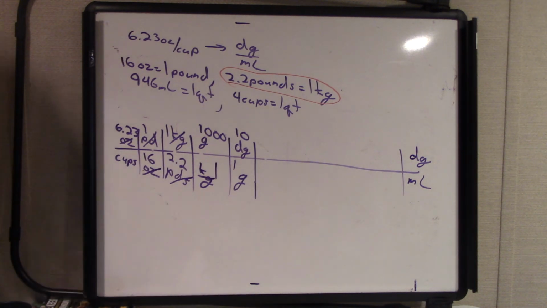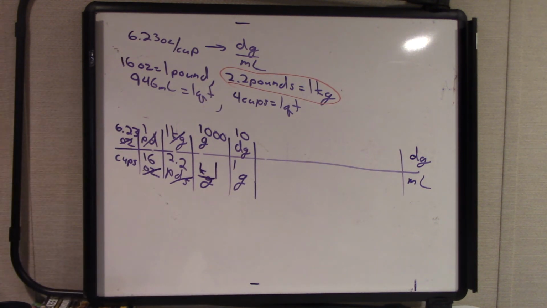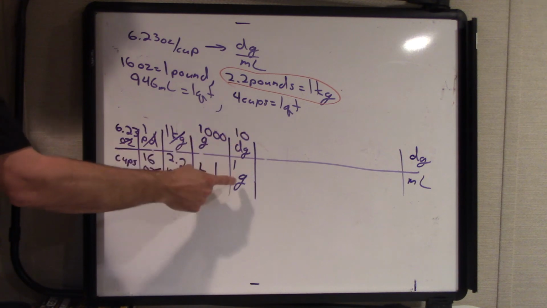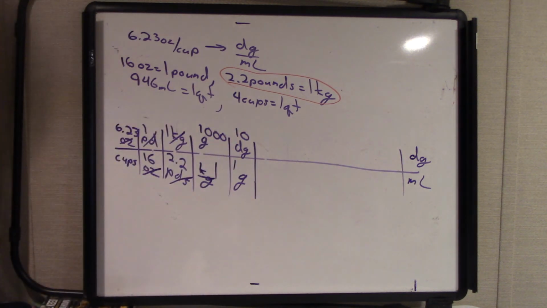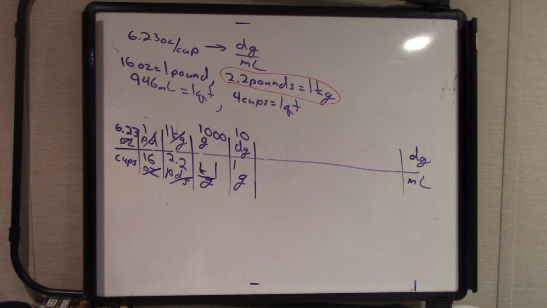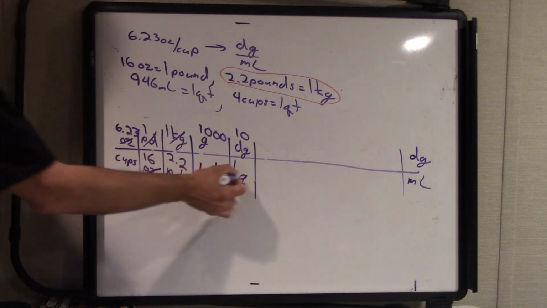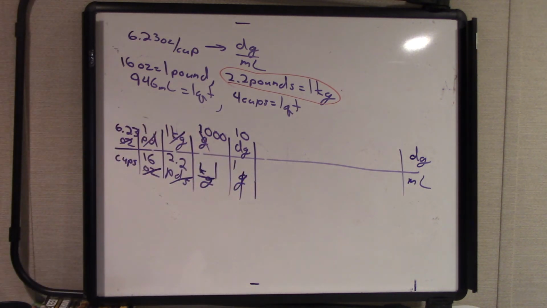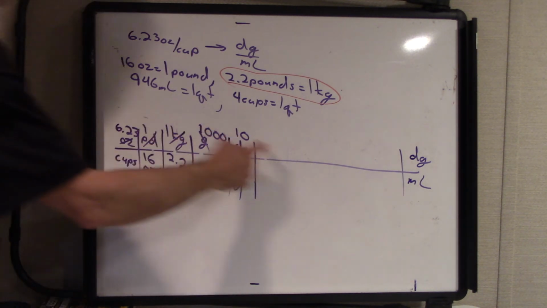Is there another way of thinking about this? Sure, you could have had 1 decigram in the numerator and 0.1 grams in the denominator, and that would be just fine. Grams would cancel. Now I have decigrams. That's good. That's what I want.